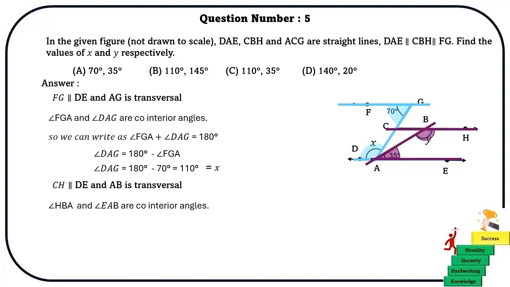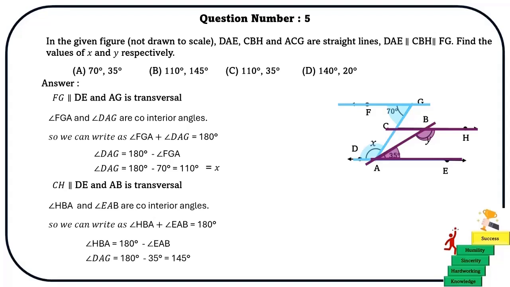Angle HBA and angle EAB are co-interior angles. So we can write this as angle HBA plus angle EAB is equal to 180 degrees. Angle HBA is equal to 180 degrees minus angle EAB and angle HBA is equal to 145 degrees. That is y.